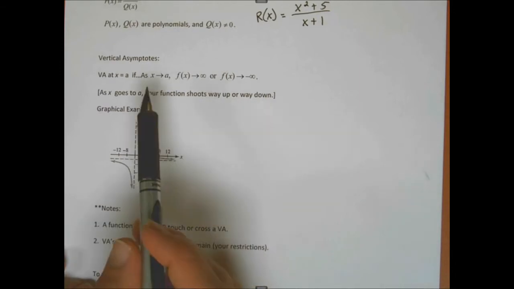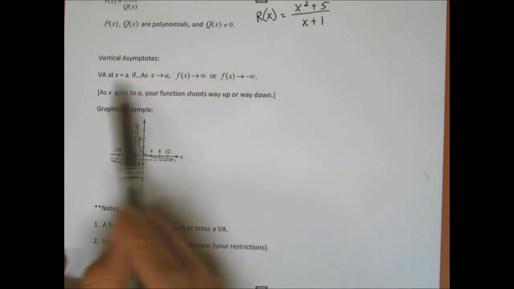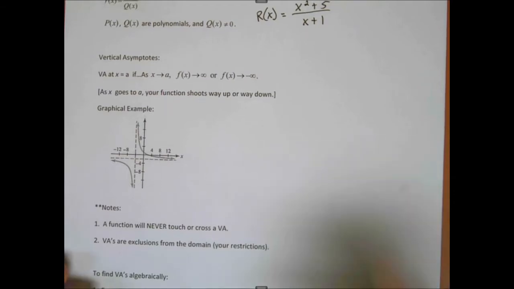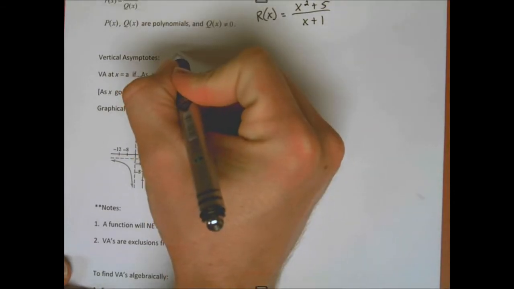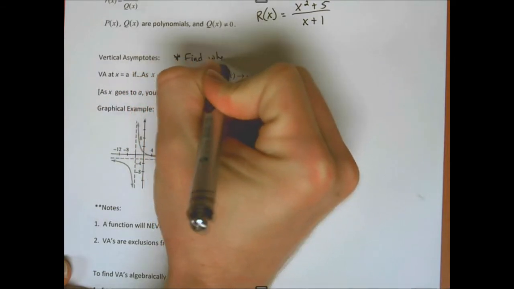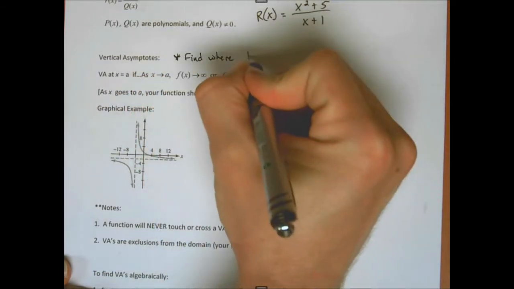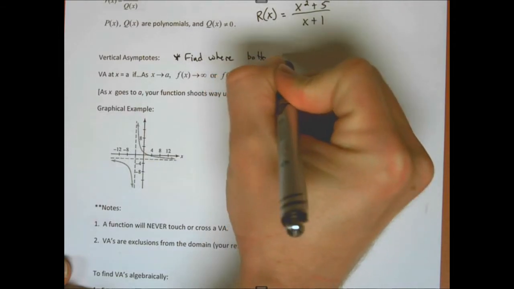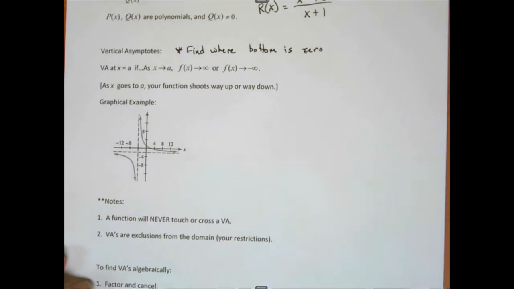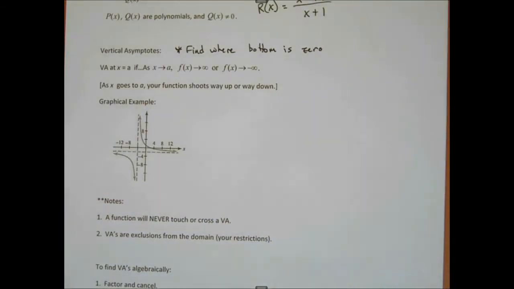And so here's this kind of fancy math definition for the vertical asymptote. But what we need to know practically, and how to find it, is that you're going to find where the bottom is equal to 0. So for vertical asymptotes, if you can find where the bottom is equal to 0, then you can find the vertical asymptote, with the exception of if a factor cancels. And we'll talk about that, because then we have what's called a hole.